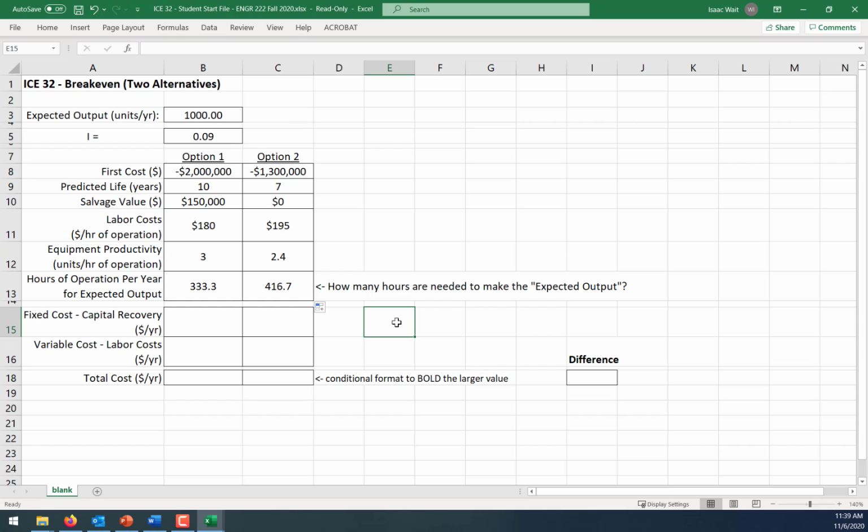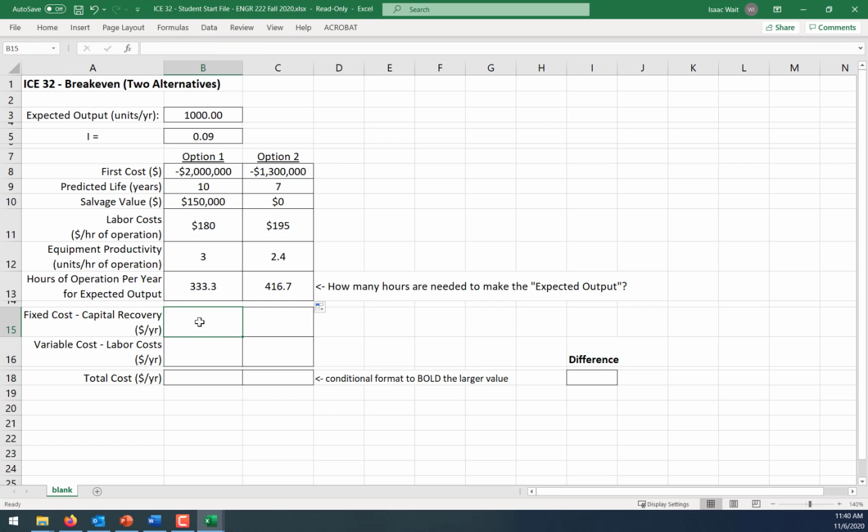Okay, now, first of all, the fixed costs here are our capital recovery. And remember, that's the difference between the inflow and the outflow. The first cost and the, do we need to round that up? No, we don't need to round it up. We would round it up if it was number of units, because you couldn't make part of a unit, but you can work for less than a full hour. So we can leave the hours as a fraction.